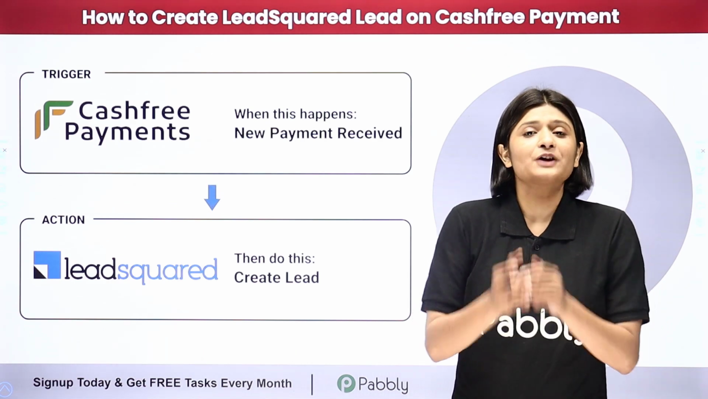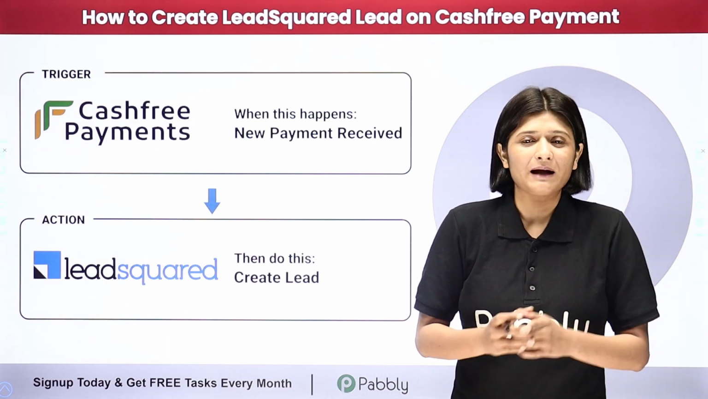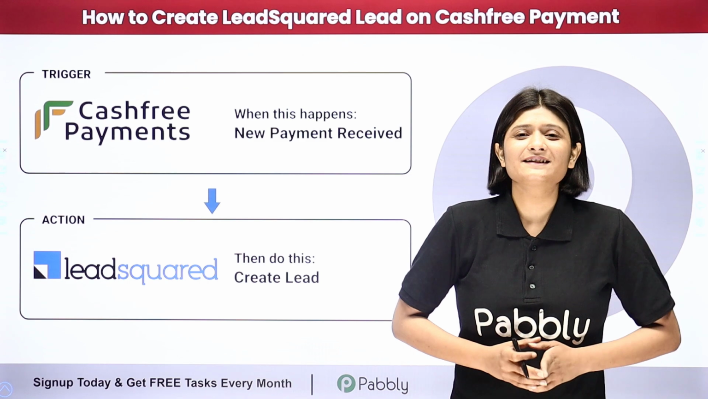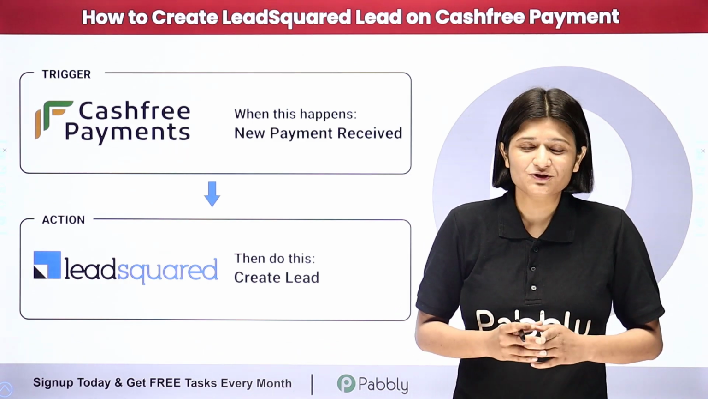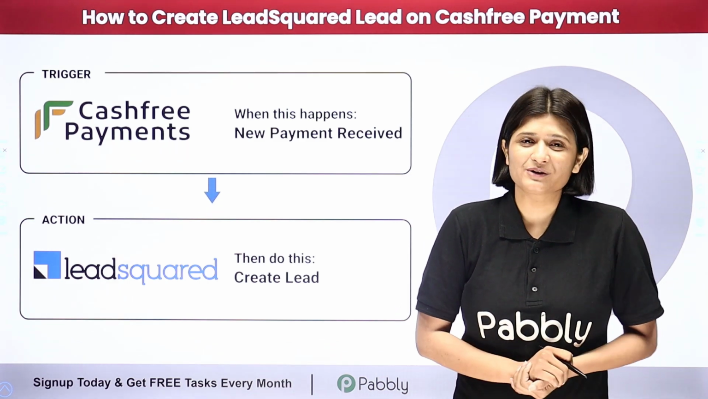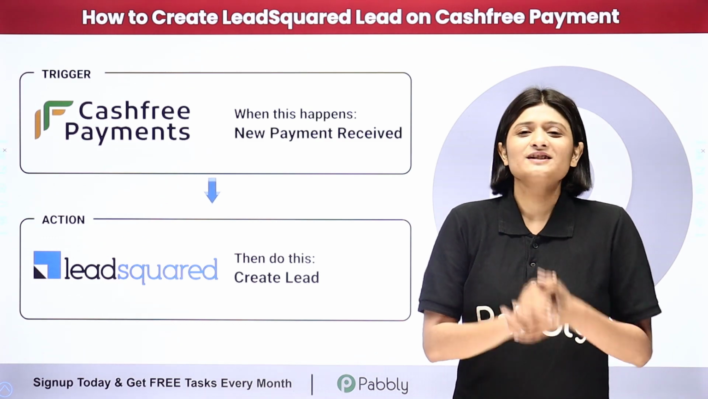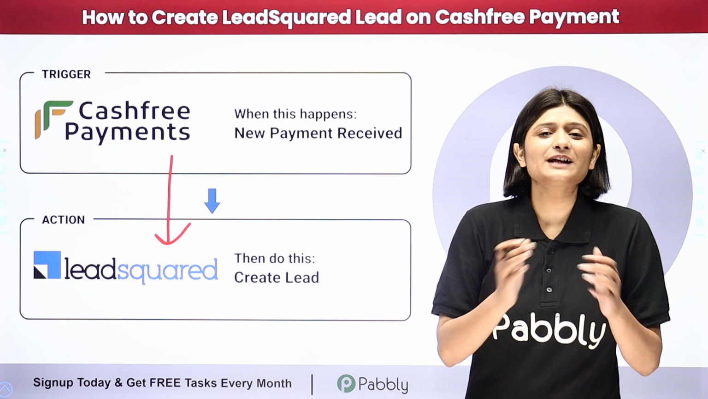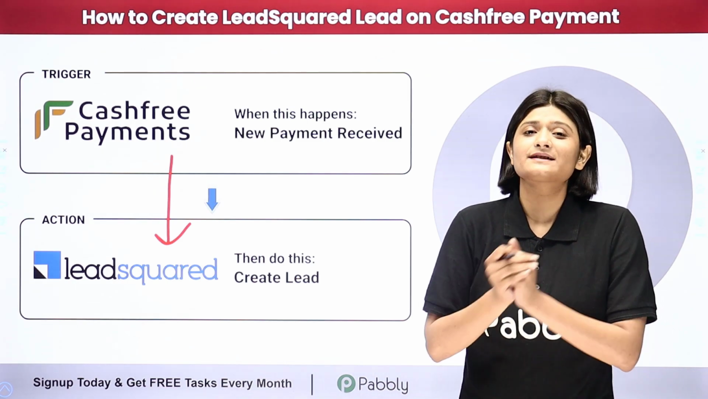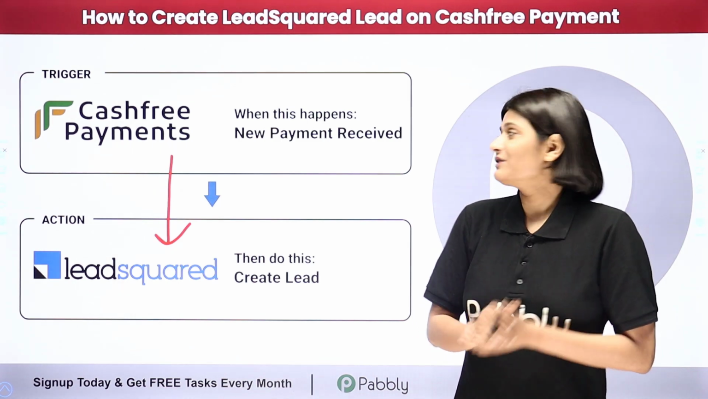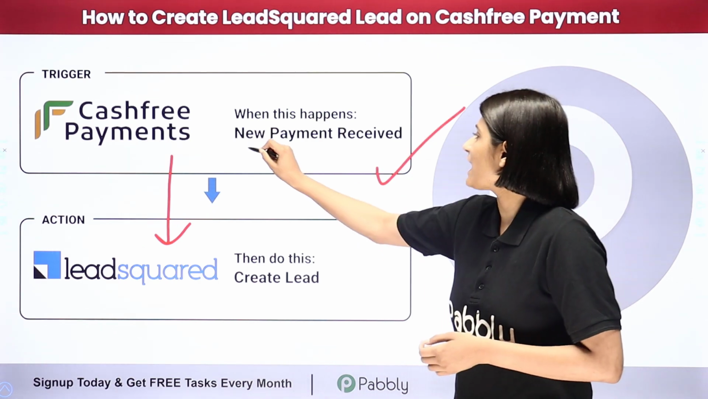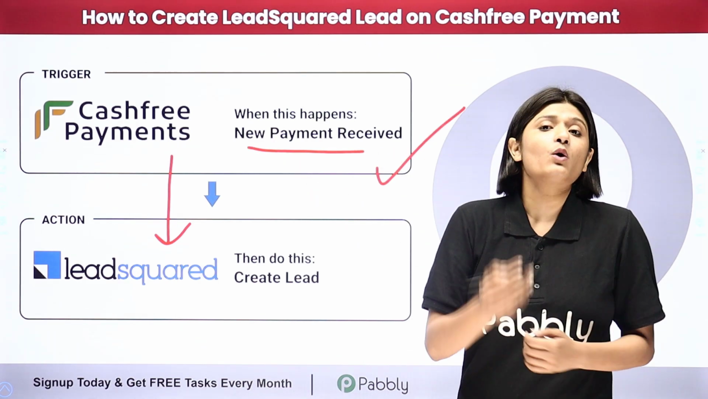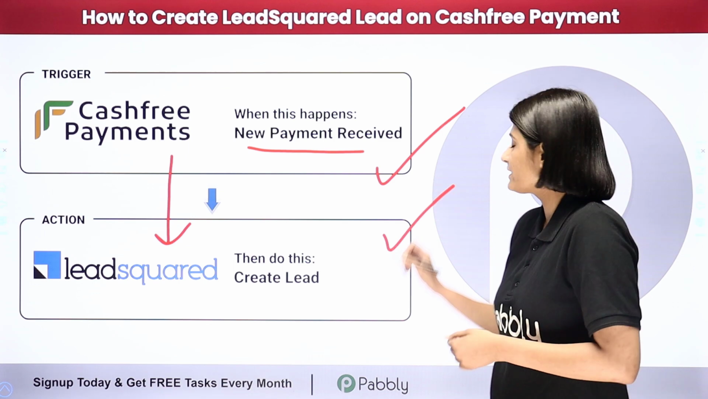this process, and to do this automation I am going to use Pabbly Connect. Pabbly Connect is an amazing automation and integration software which requires no coding or programming skills. Here I just need to build a connection between Cashfree and LeadSquared. With the help of Pabbly Connect, I am going to build this connection in such a way that whenever I receive a new payment in my Cashfree payments, a lead will be automatically created in my LeadSquared account.